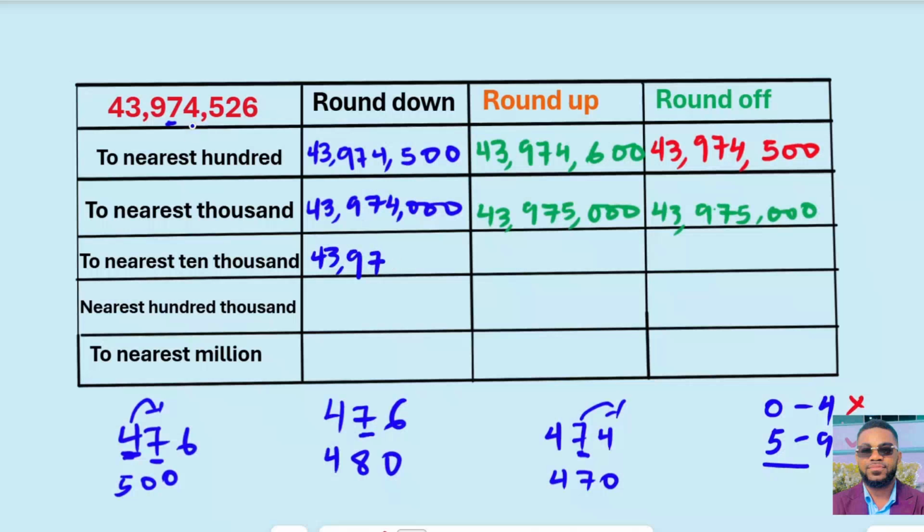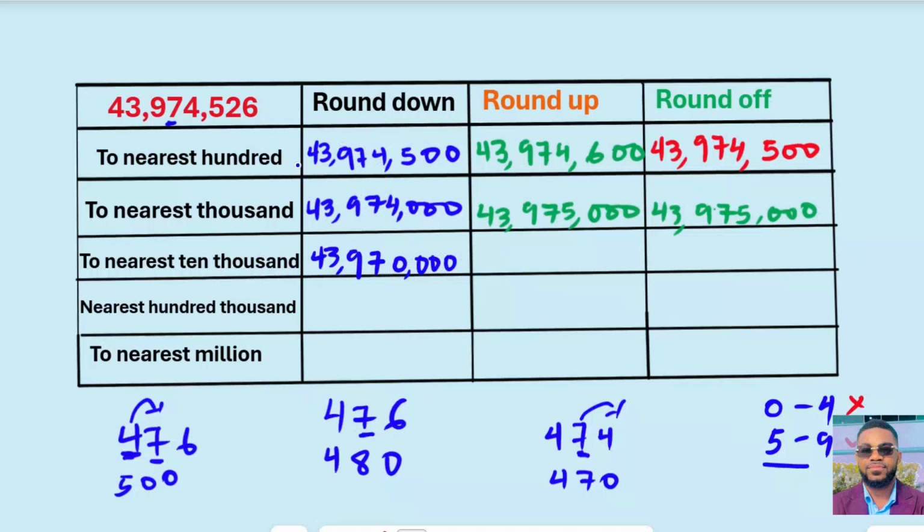So you're going to get 43,997. Remember that these 4 digits, 4, 5, 2, and 6, are all going to be zeros. So you are going to attach 4 trailing zeros here. So you have 0, 1, 2, 3. So the number is 43,970,000. So that is how we can round this number down to the nearest 10,000.